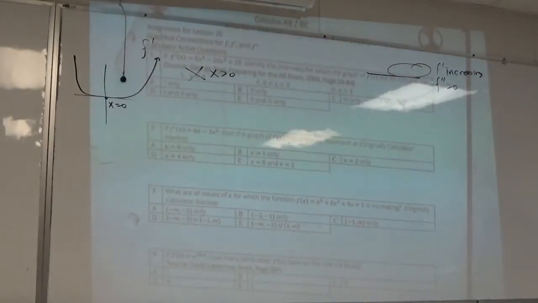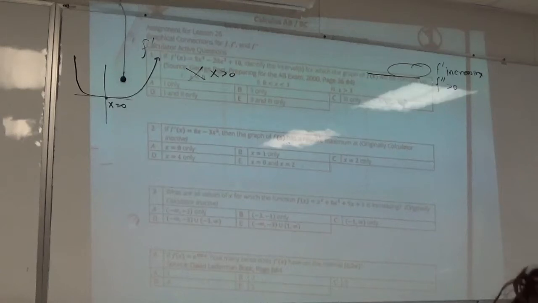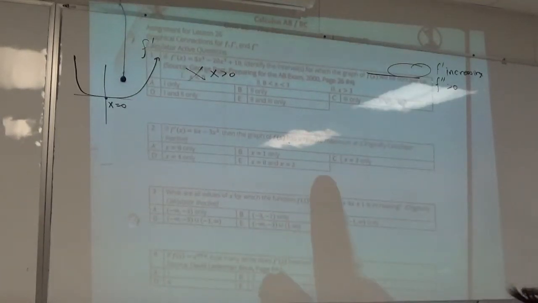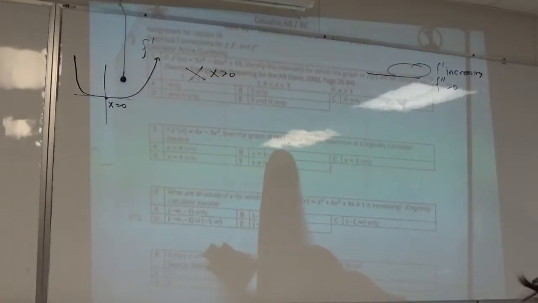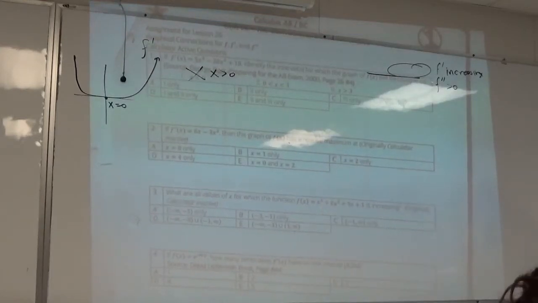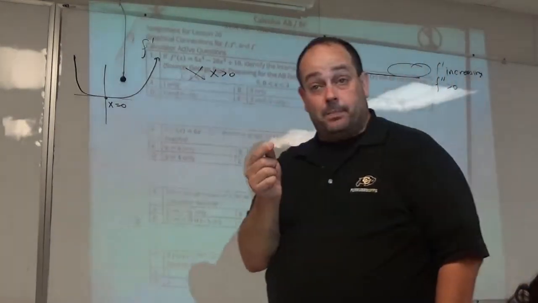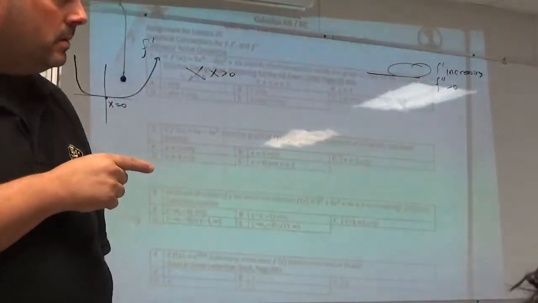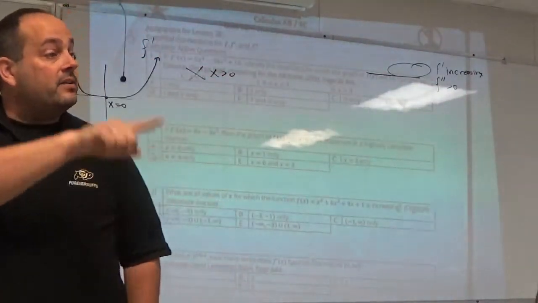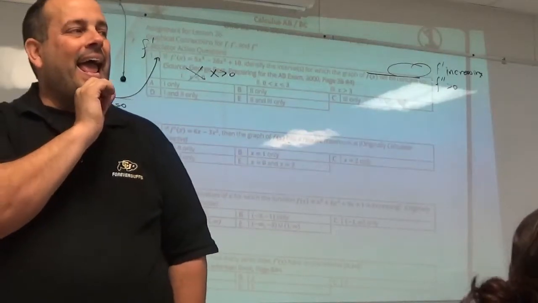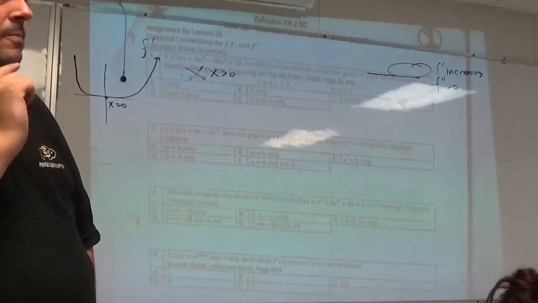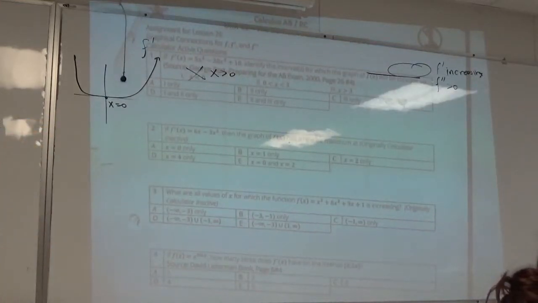1 through 6, I need you to know these are all calculator active questions. I want you to sketch the graph. For number 2, f prime is 6x minus 3x squared. The graph of f has a relative maximum where? How would I figure out relative maximum? What has to happen with f prime if f has a relative maximum? F prime has to go from positive to negative. F prime is what changes from positive to negative. So you're looking for a root where the graph changes from positive to negative.